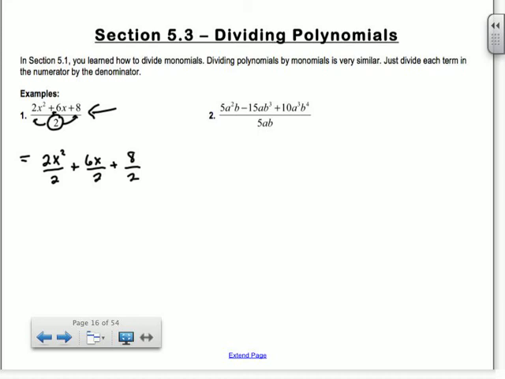Okay, so now we just simplify each individual term. If I have 2x squared over 2, we know how to do that, it's just x squared. 6x over 2 is 3x, and 8 over 2 is 4. So x squared plus 3x plus 4.